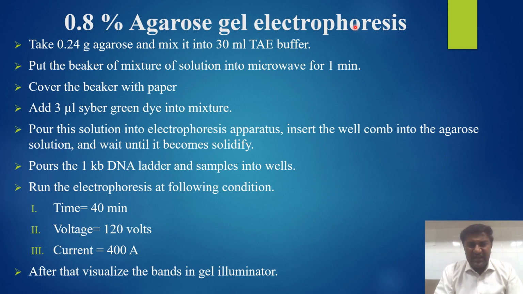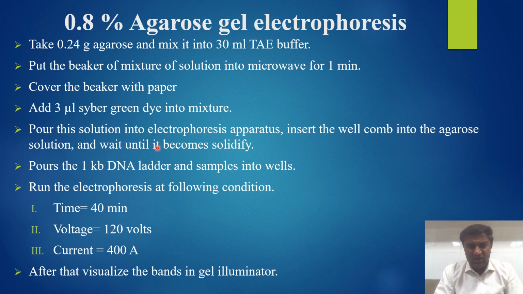0.8% agarose gel electrophoresis. Take 0.24 gram agarose and mix it into 30 ml TAE buffer. Put the beaker of the mixture into a hot air oven or microwave for 1 minute. Cover the beaker with paper. Add 3 microliter SYBR Green dye into the mixture. Pour this solution into the electrophoresis apparatus. Insert the well comb into the agarose solution.